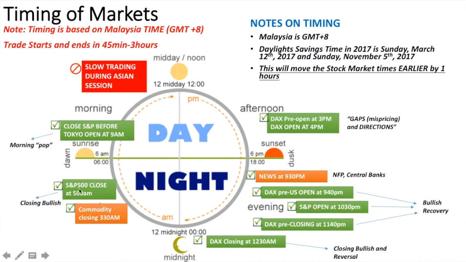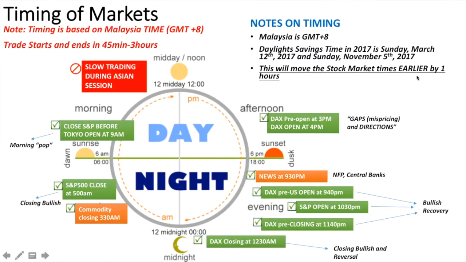Before the US market, the S&P 500, Dow, and also Nasdaq close at 5 a.m., and we go one more round. So please remember this. Now, of course, during daylight saving time, which in 2017 is Sunday, March 12th, to Sunday, November 5th, this will move the stock market times earlier by 1 hour.